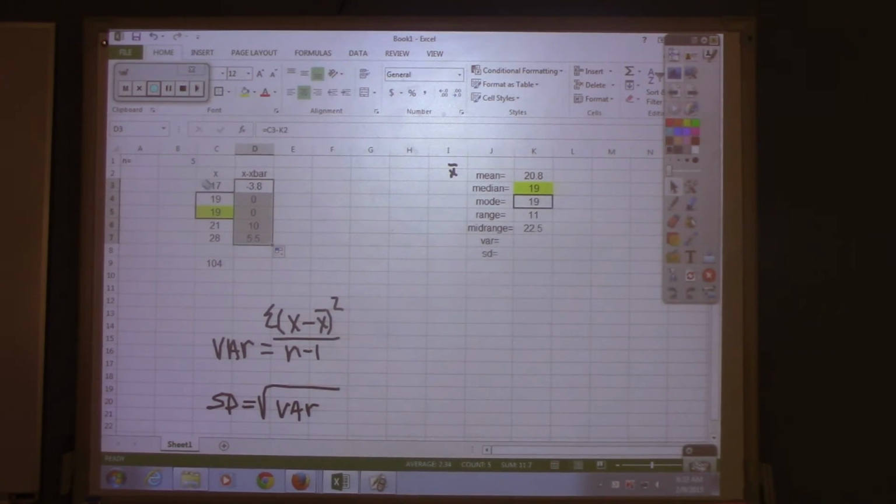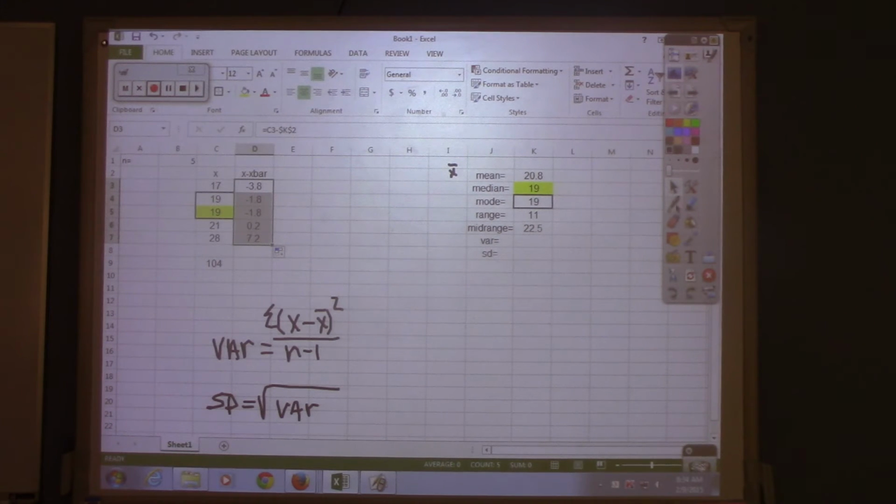Why? Well, what's 17 minus 20.8? Negative 3.8. What's 19 minus 19? What's 21 minus 11? And what's 28 minus 22.5? You see why you have to lock it? So make sure you lock it. What you do is whenever you type in the cell with 20.8, hit F4, and it locks it. And then you can copy it down and get the correct numbers.